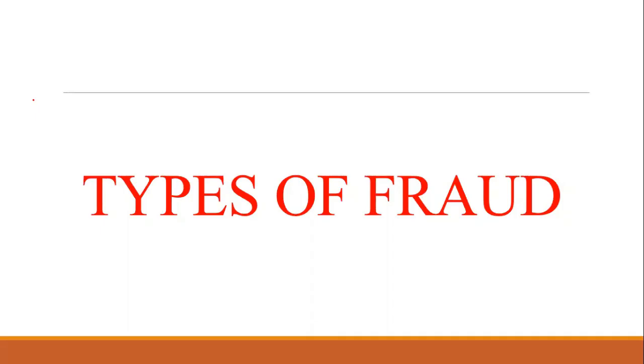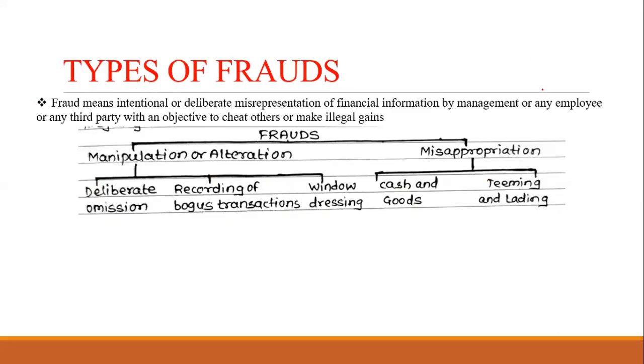Whereas fraud is an intentional mistake. Exactly. It is a criminal deception, done intentionally to put an ill effect on the opposite party. It is an illegal advantage to be taken. Fraud means intentional or deliberate misrepresentation of financial information by management or any employee or any third party with an objective to cheat others and or make illegal gains. So deliberate, intentional, criminal, illegal, all that comes under the same heading, that is fraud.